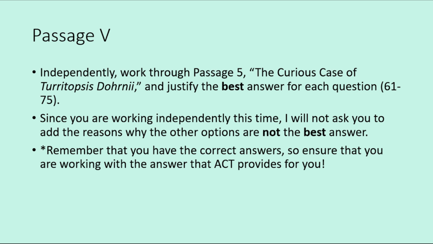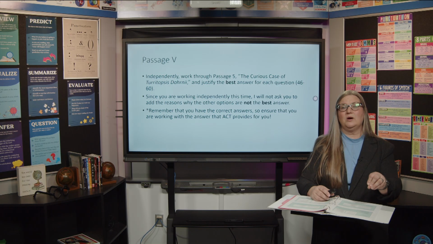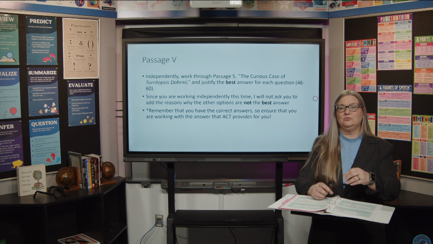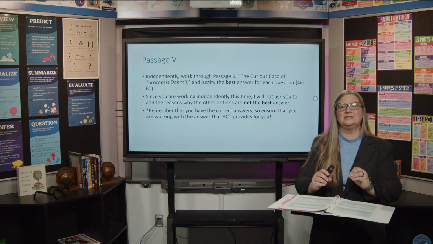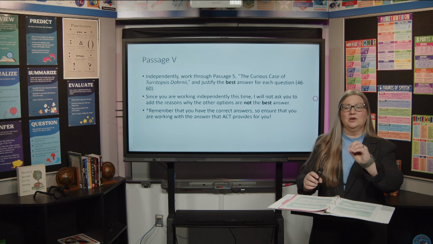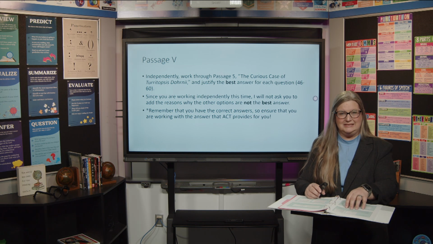But remember we talked about when you didn't understand a noun and what that noun meant, that you could just use something different to replace it. So I'm going to call this the curious case of TD. Now I want you to go through and justify the best answer choice for each question. The correct item numbers are 61 through 75. Because you are working independently, I'm not going to ask that you justify why the other answer choices are not the best answer choices. So you're just justifying why the correct answer according to ACT is the best answer.